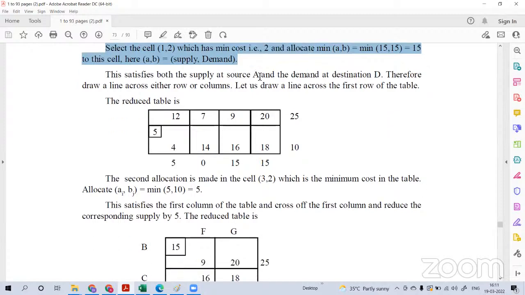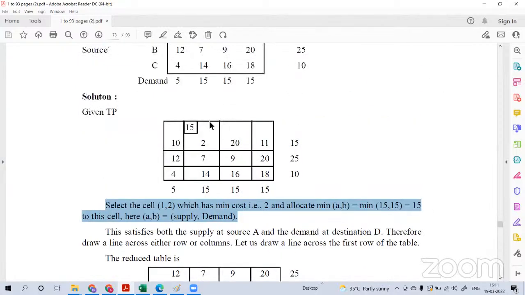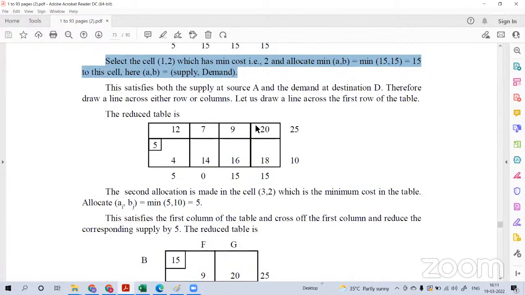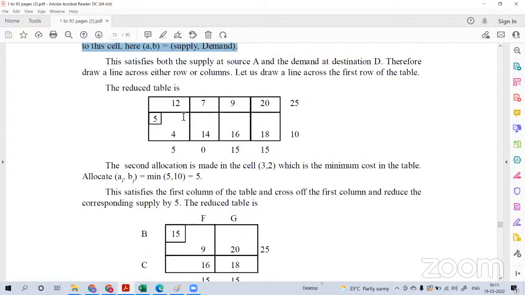Satisfy both the supply at the source A and the demand at the destination D. Therefore, draw a line covering either the row or the column. Let us draw the line across the first row of the table. When we allotted this one, the corresponding column is completed and the row is also completed. What are the remaining elements? Here we have 2 rows. In those, the least is 4, and its corresponding demand and supply is 25. So 5 is allotted, and its column is left.